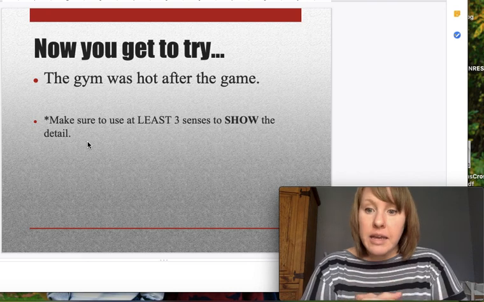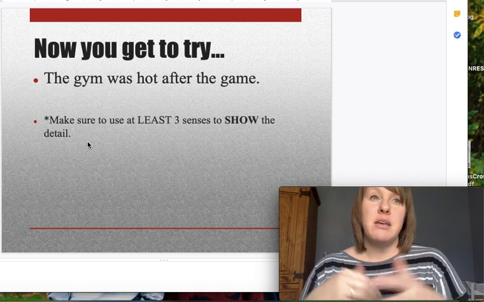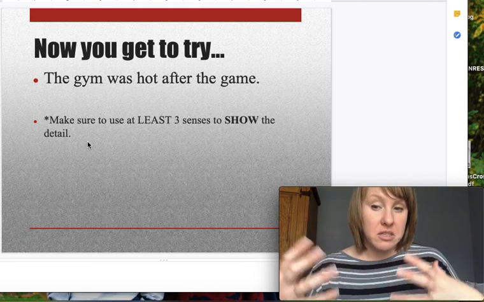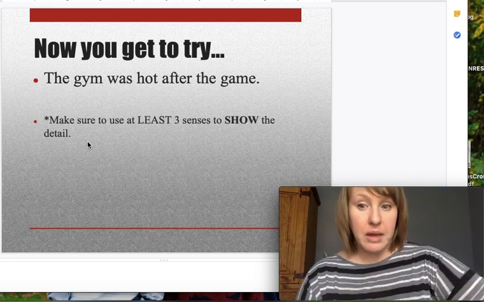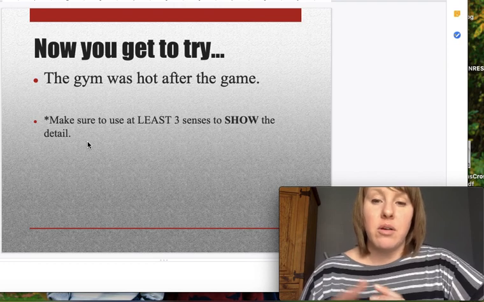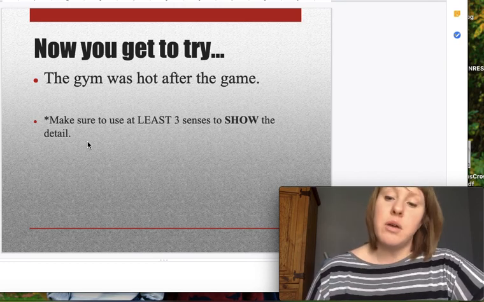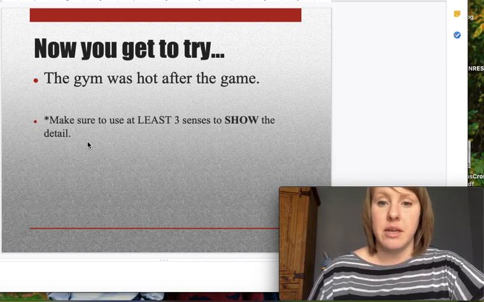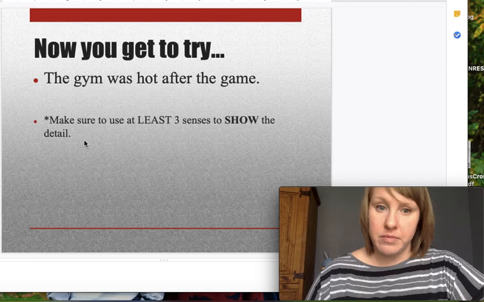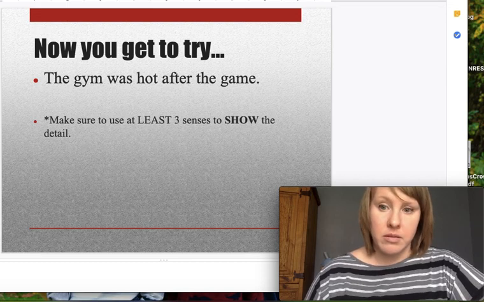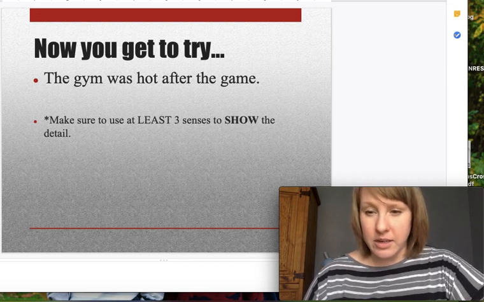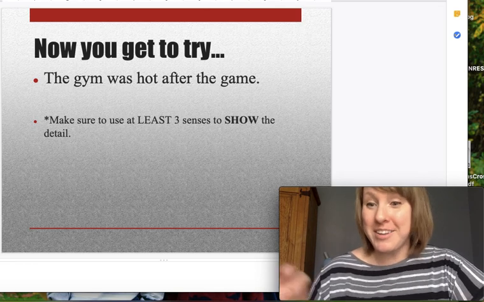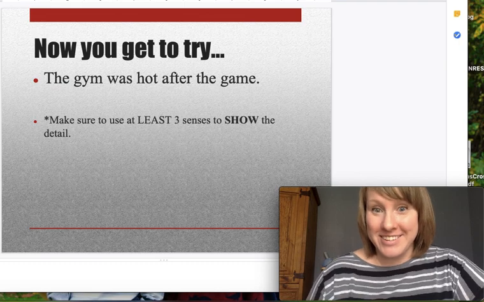So what was the gym like? It was maybe stuffy would be a good word. You could use your senses to describe the smell. So maybe take a second right now on a scrap piece of paper and try to rewrite this sentence: the gym was hot after the game. I'll let you pause because I don't want to awkwardly sit here and stare at the screen for a couple of minutes. So pause, and then you guys can try the next one.